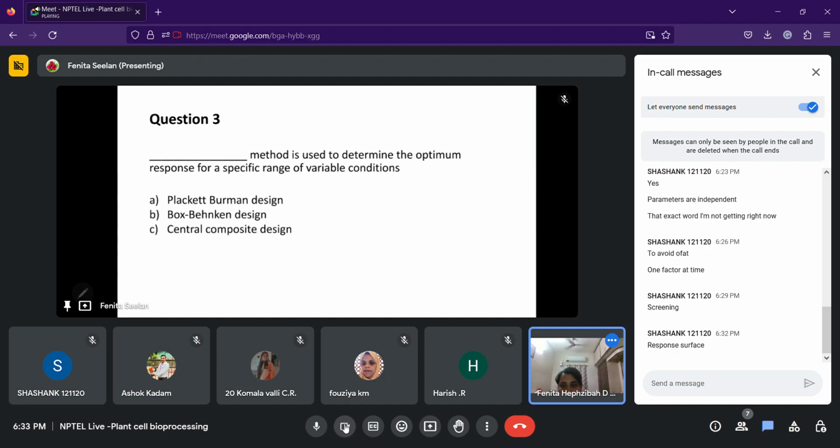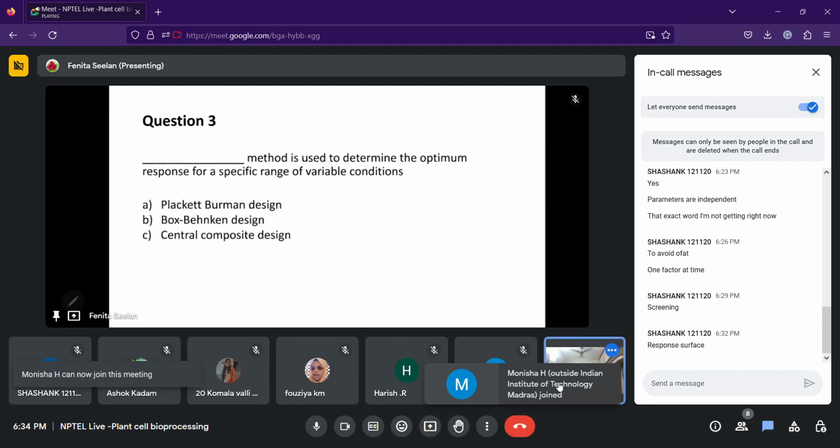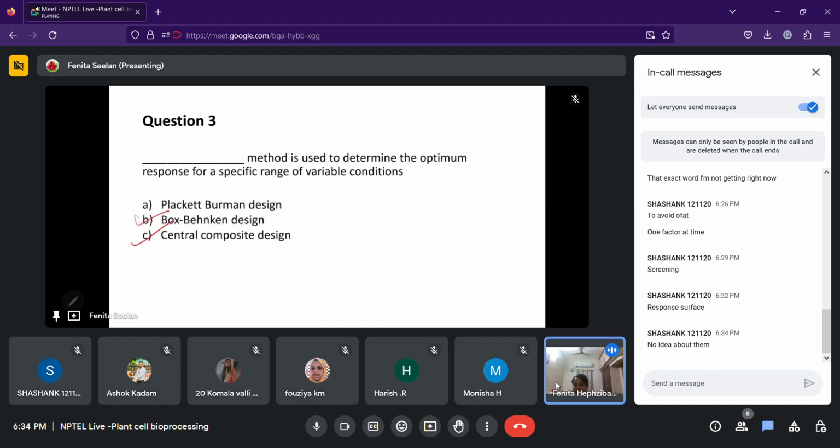The answer is B and C. You are right, Shashank. Both of them are response surface methodology, which is Box-Behnken and central composite design. So, what is the difference between both? Nobody is answering for Plackett-Burman itself. So, any idea what is Box-Behnken design and central composite design? No idea about them. Okay.